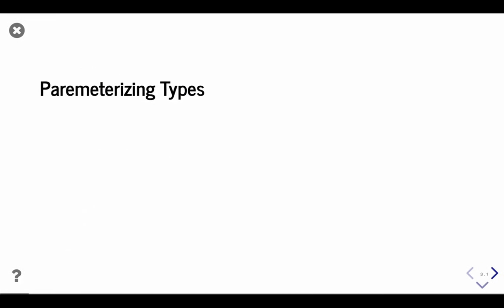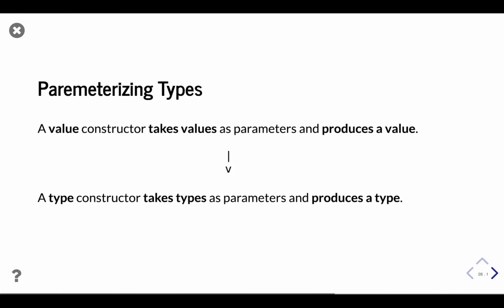Let's get started. A value constructor takes values as parameters and produces a value. A type constructor takes types as parameters and produces a type. We can use type constructors with both type synonyms and newTypes. Let's start with type synonyms.